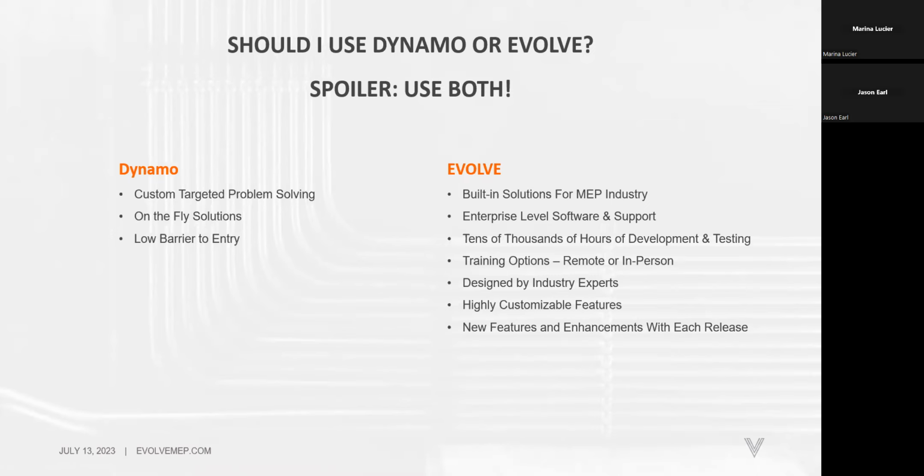What Dynamo is really, really good at is custom targeted problem solving. With a lot of projects and workflows, there's a lot of business logic involved. We're all kind of doing the same thing, but we all have our own specific ways of doing it. Sometimes plugin or off-the-shelf software may not be quite compatible with the way you do things. You can either change the way you do things, or you might look to Dynamo to help you solve one of the problems in your workflow. That's what Dynamo is really best at.